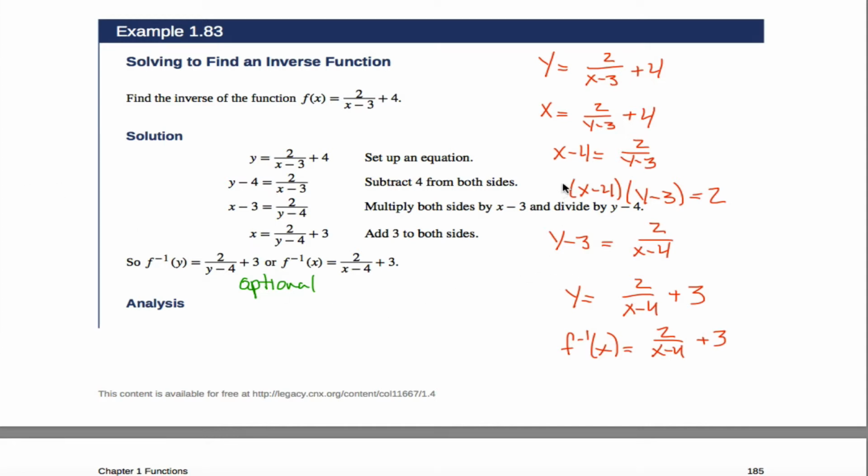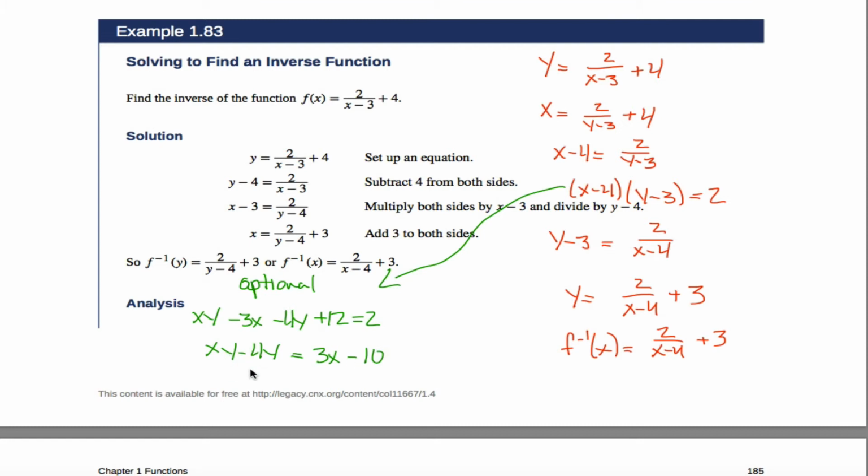Optional is from this step right here, I could have also FOILed the left-hand side out. That would give me xy minus 3x minus 4y plus 12 equals 2. And then, let's see, I want to solve for y. Oh, there's a y here and a y here. Okay, collect all the terms that have a y in them on one side of the equation and get all the terms that don't have a y in them on the other side of the equation. So all I did here is I added 3x to both sides. That appeared right here. And then I subtracted 12 from both sides, but 2 minus 12 is negative 10. That gets me to this step.